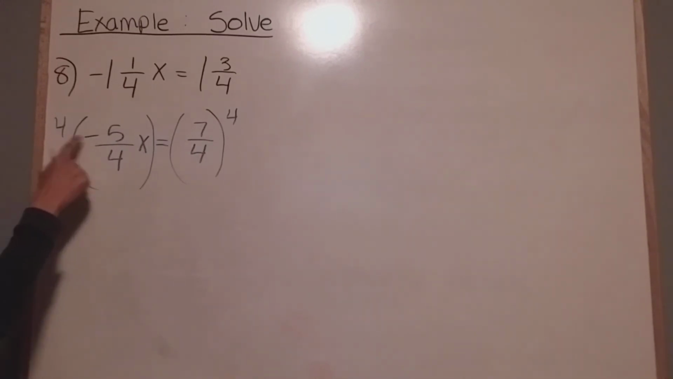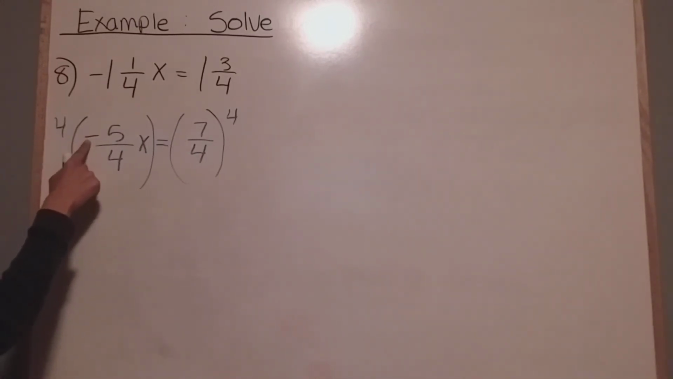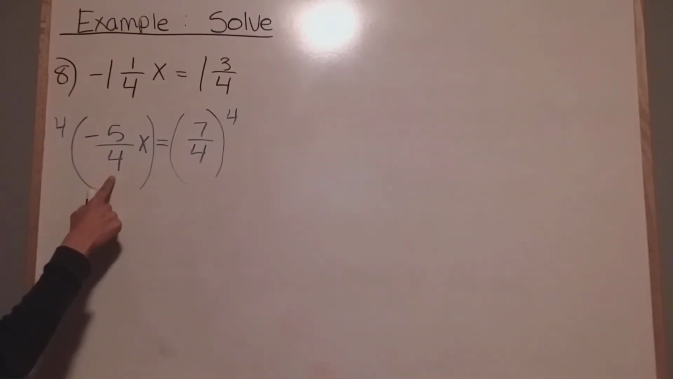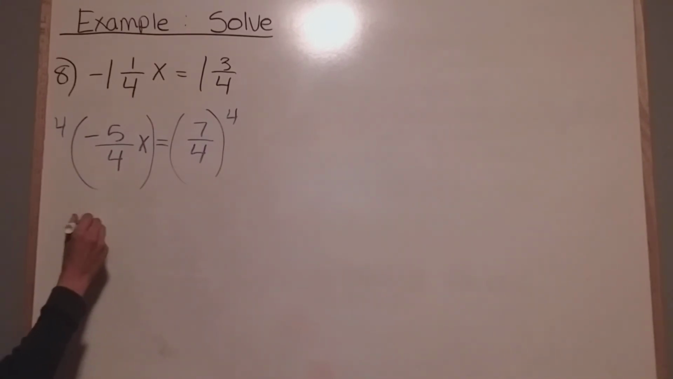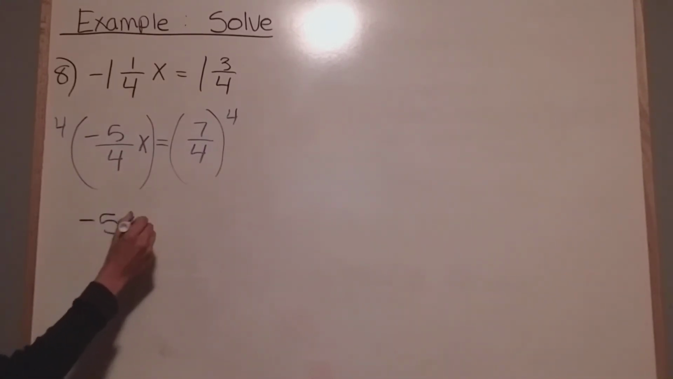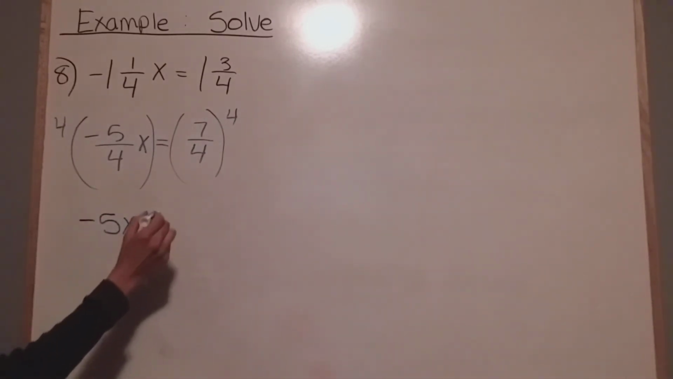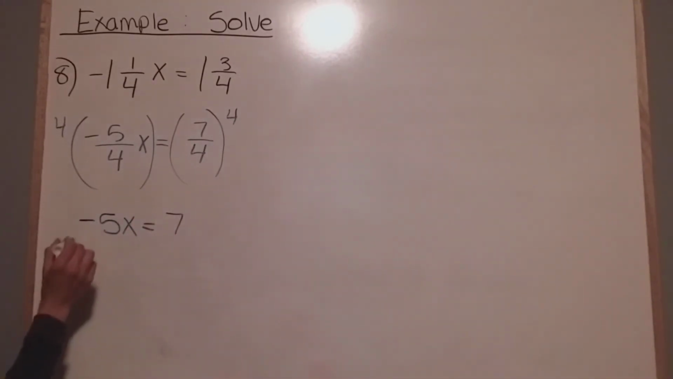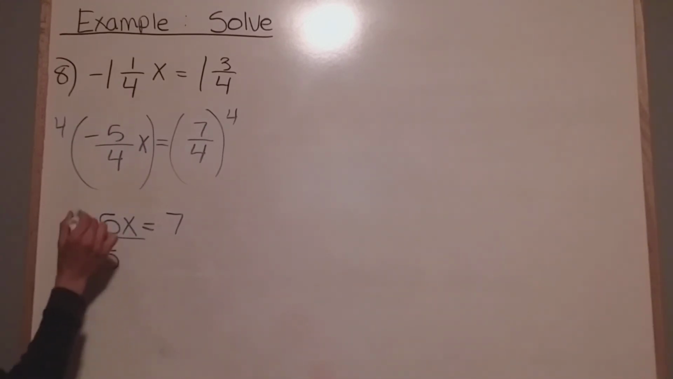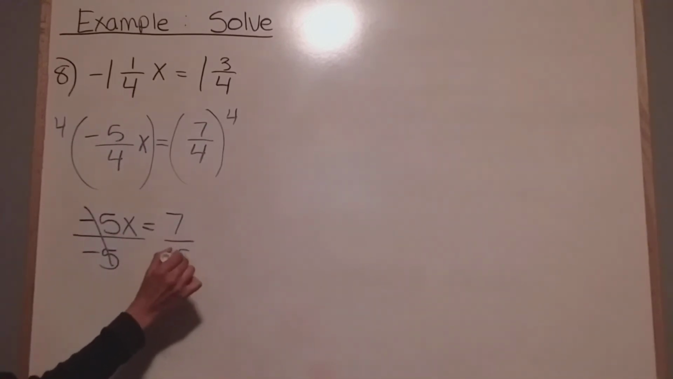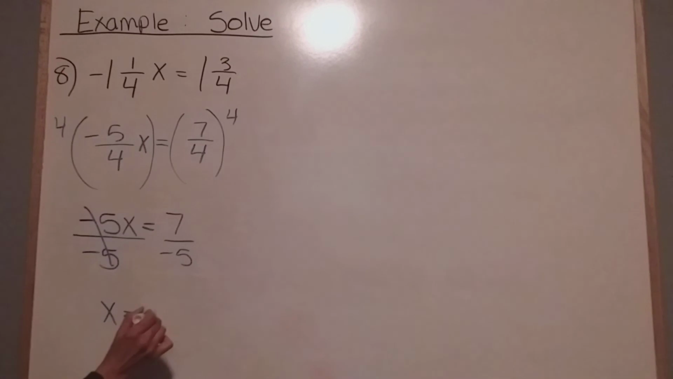Right? 4 times negative 5 gives me negative 20. Negative 20 divided by 4 gives me negative 5x. 7 times 4 is 28. 28 divided by 4 is 7. So now I divide by negative 5. I divide by negative 5. So x is equal to negative 7 over 5.